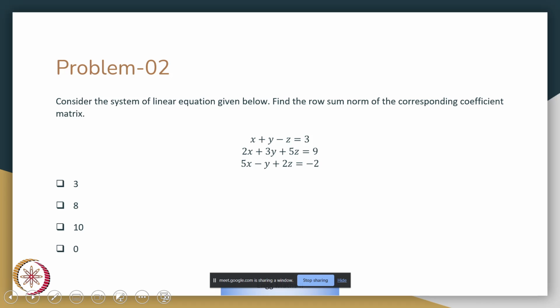Now we move to problem number 2. We want to consider the system of linear equations which has been given and then find the row sum norm of the corresponding coefficient matrix. If I write the coefficient matrix for this particular system, it turns out to be 1, 1, minus 1, 2, 3, 5, 5, minus 1, 2.